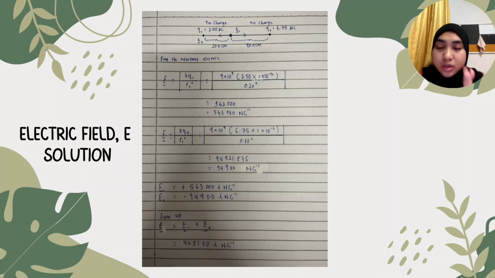And then we need to total it up, sum it up, E1 plus E2, and we can solve it and get the answer 468,100 i newton coulomb to the power of negative 1, and that's it.